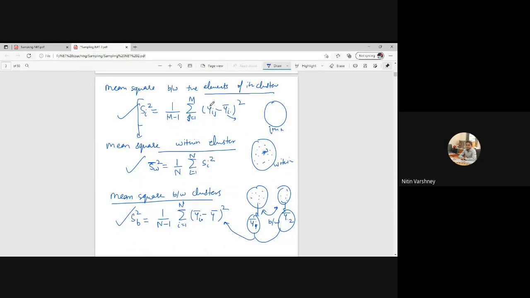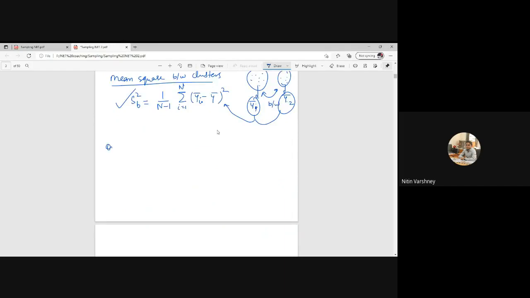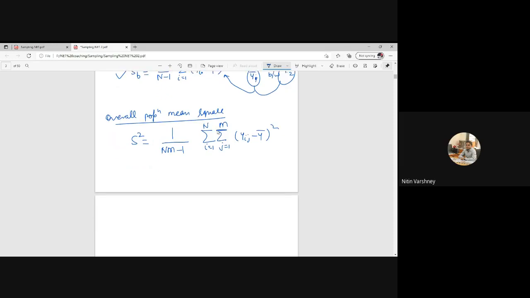Now, if we say overall population mean square, this will be capital S square, and the total population size is n into m. So 1 upon nm minus 1, double summation i is equal to 1 to n, j is equal to 1 to m, of y ij minus y bar, square. This is the overall population mean. Okay, so these are the notations.